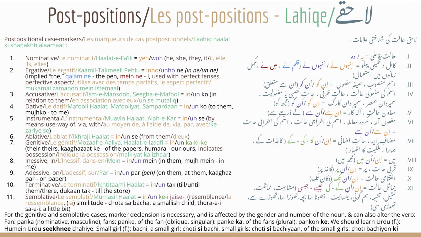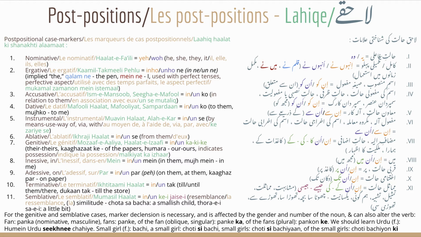Colloquially, this is also sometimes pronounced as pe, like how in hone and un hone are sometimes colloquially pronounced as inne and unne, but the proper forms are also widely used, so that is also what you should learn because that's how it's written. So unpar is like on them or at them, so like kagaz par is on paper.